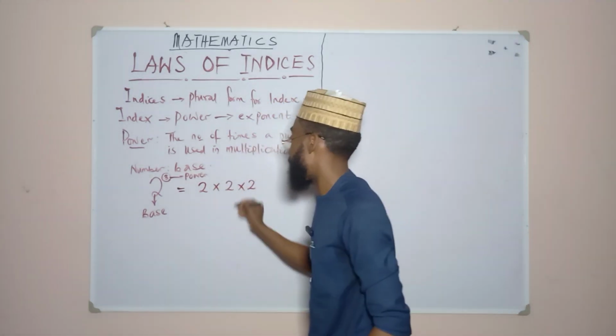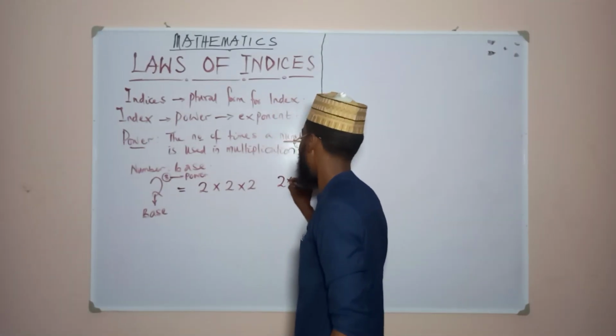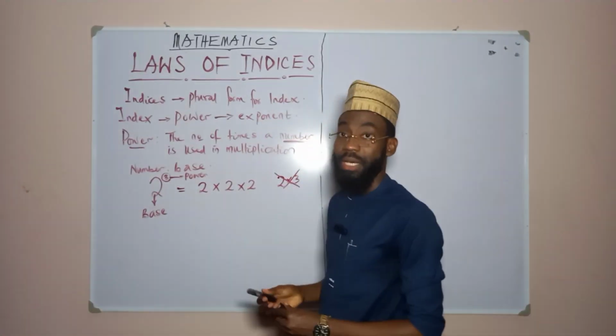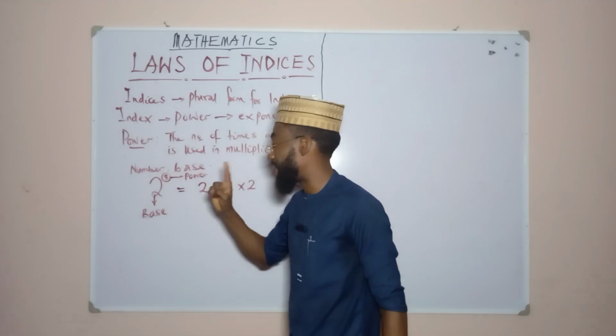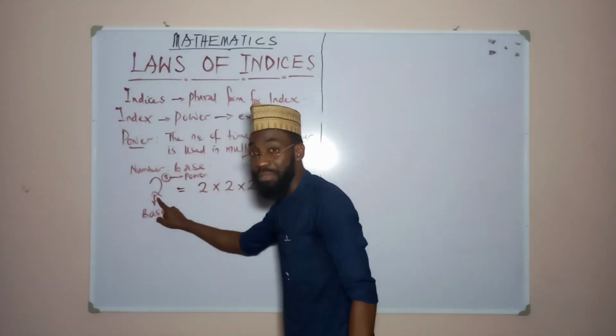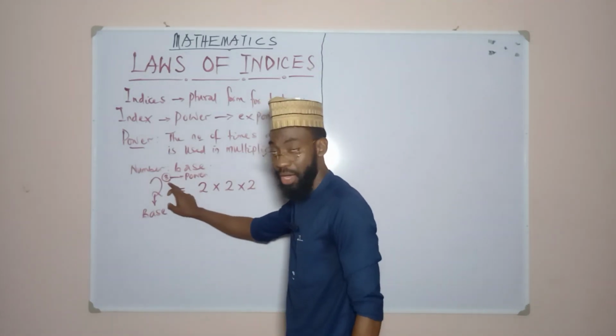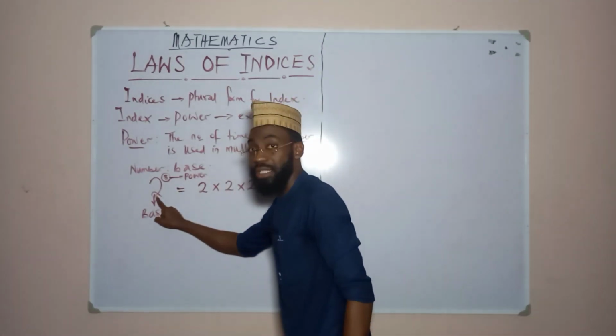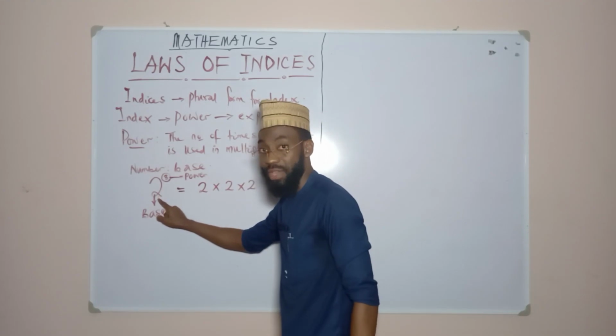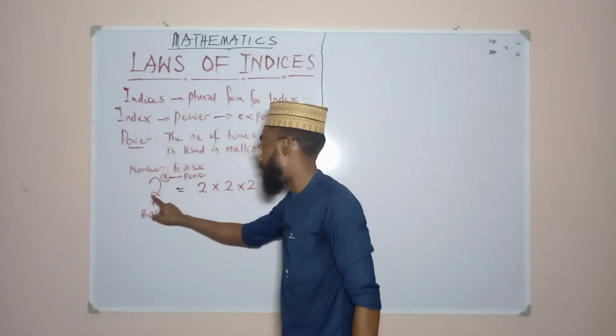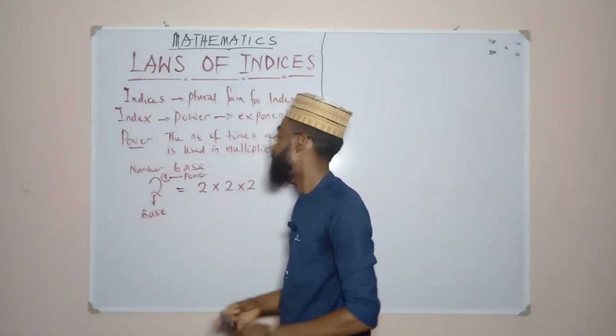Many students always assume that this is the same thing as saying 2 times 3. Please, this is wrong. The power of a number is the number of times you are going to use the base in multiplication. That's what we call the power. So always take note that the number that is raised to a power is usually referred to as the base.